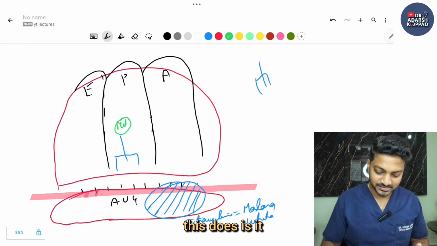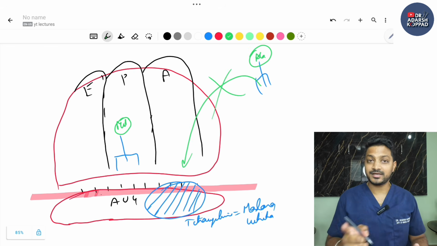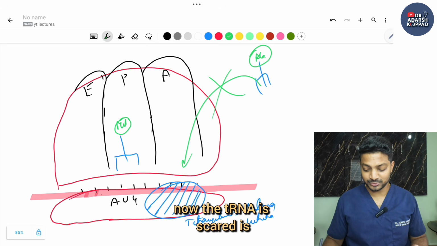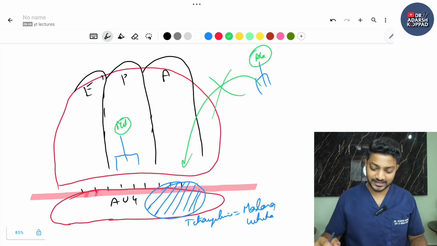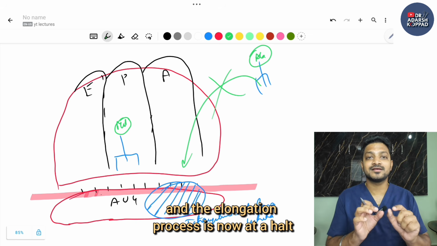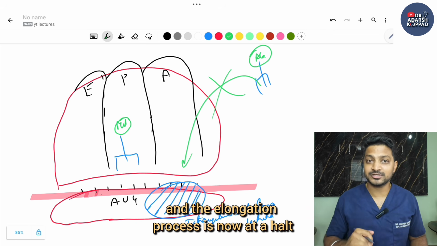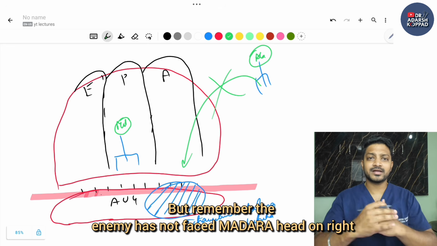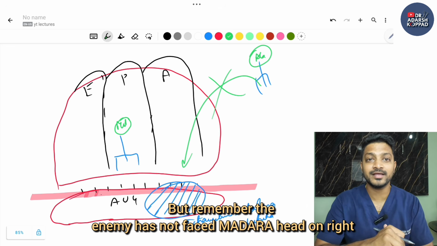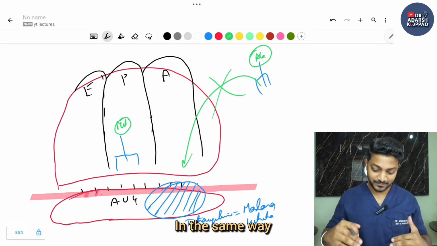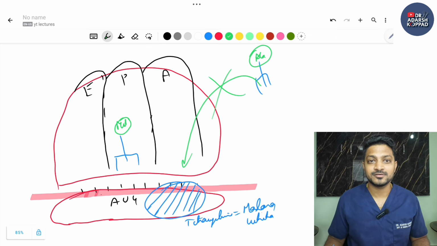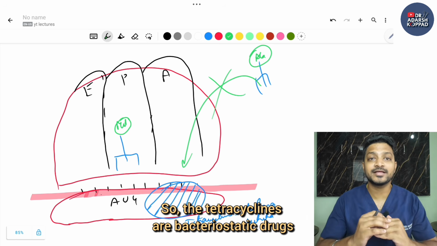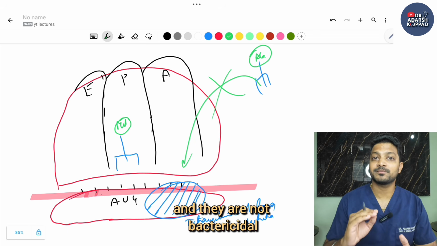So what this does is it does not allow the tRNA to enter the A site. Now the tRNA is scared by the overwhelming presence of the tetracycline. He doesn't dare to enter the A site, and the elongation process is now at a halt. But remember, the enemy hasn't faced Madara head on, right? He's still alive. In the same way, the bacteria is still alive, but the elongation is not getting done. So the tetracyclines are bacteriostatic drugs and they are not bactericidal.